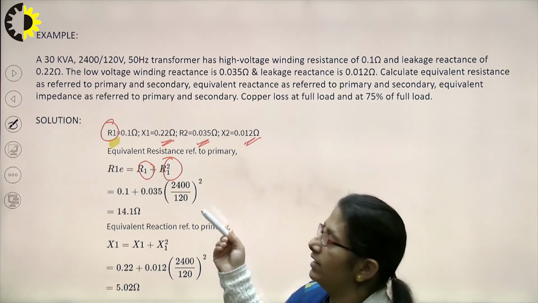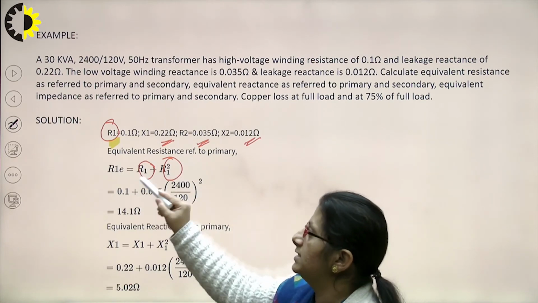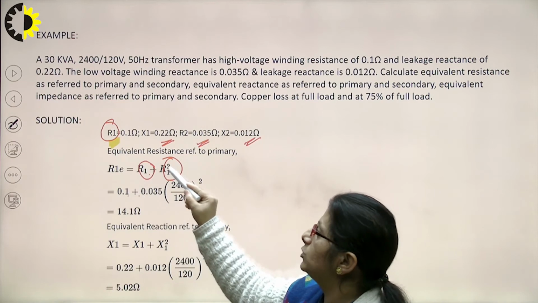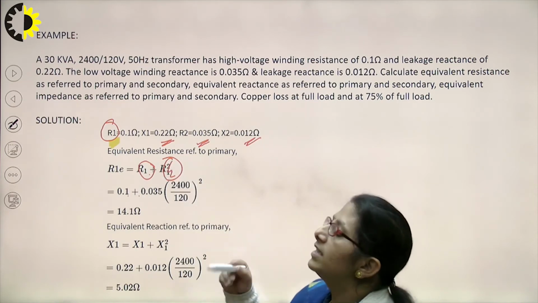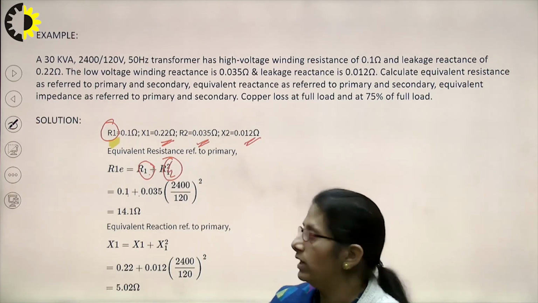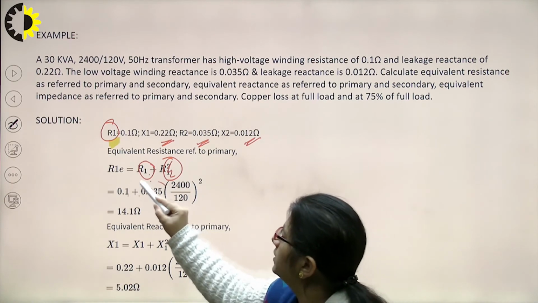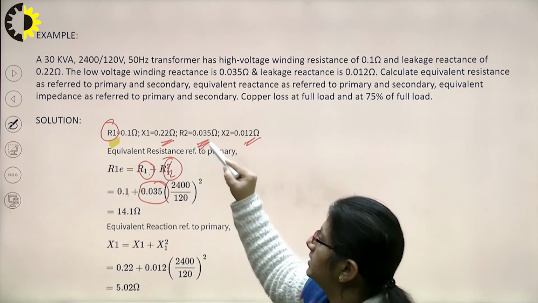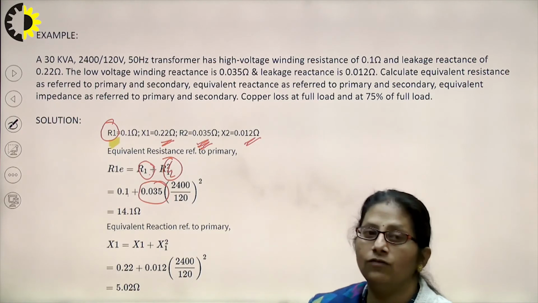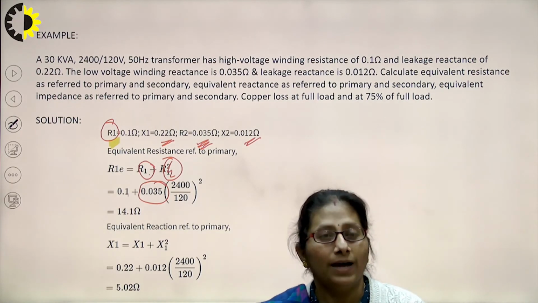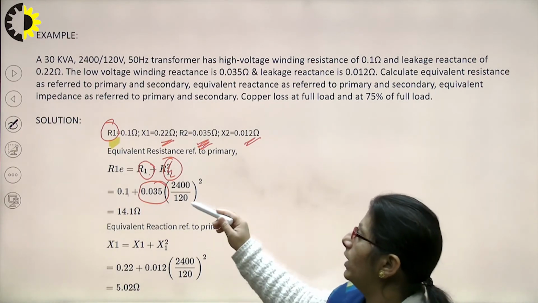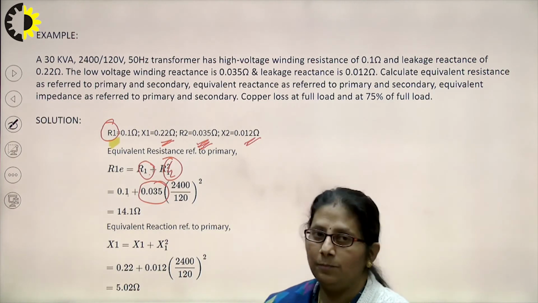What is this R1 dash? R1 dash is given by R2 by K square, right. What is the value for R2? 0.035 ohms. And what about K? How can I give K? K is nothing but 2400 by 120 whole square, right.